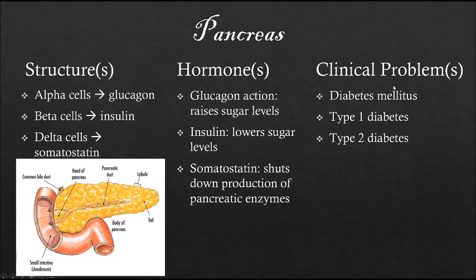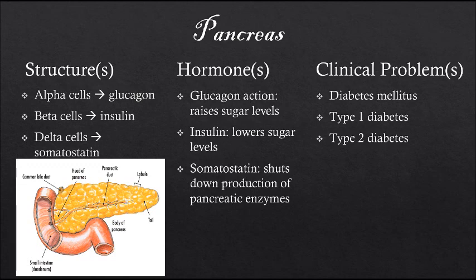Next, we have the pancreas. The main structures are the alpha cells, which produce glucagon, the beta cells, which produce insulin, and the delta cells, which produce somatostatin. The main hormones with the pancreas include glucagon, whose action is to raise sugar levels, insulin, which lowers sugar levels, and somatostatin, which shuts down the production of pancreatic enzymes.